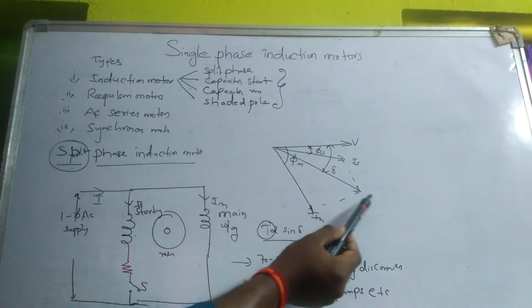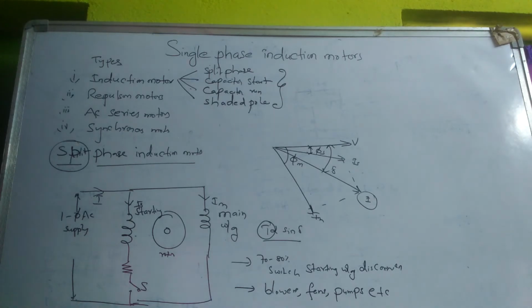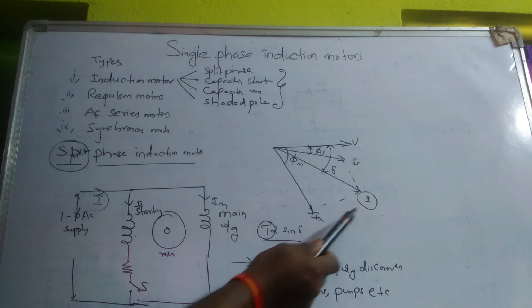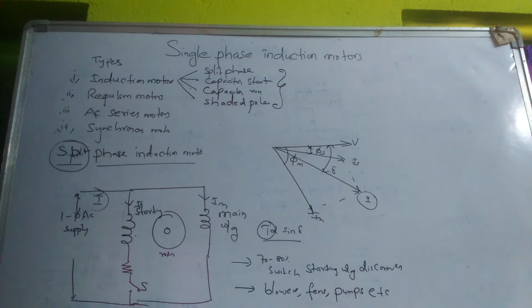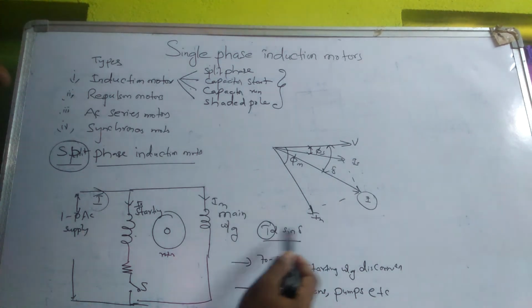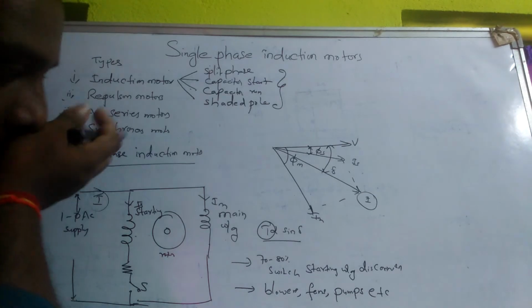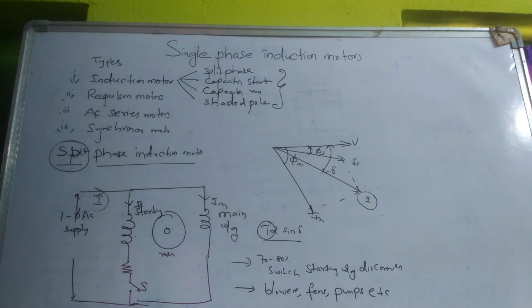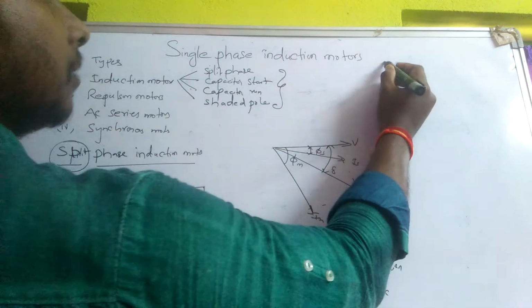So here the total current is provided in such a way that the alternating flux is converted into rotating flux, so that the torque will be developed. So sin delta is directly proportional to torque, so that the starting torque will not be zero. Okay, so next, the capacitor start induction motor.